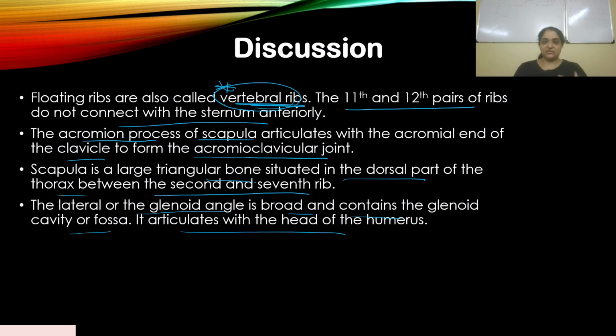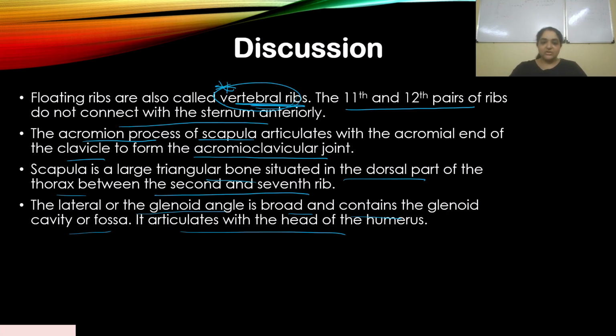So if you look at the lateral part of the scapula, there is a glenoid angle which is broad. It contains a glenoid cavity. It's also called a fossa. The cavity is also called a fossa. Okay, and that cavity connects with the head of the humerus. Okay, it's important even in MBBS to understand the anatomy of the skeleton.